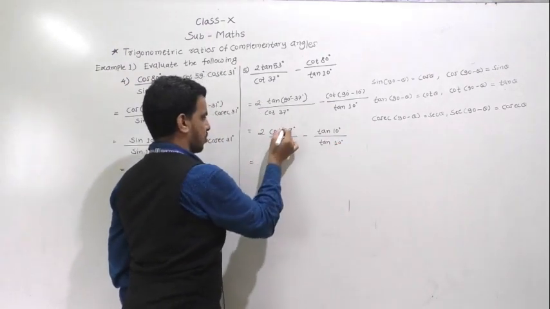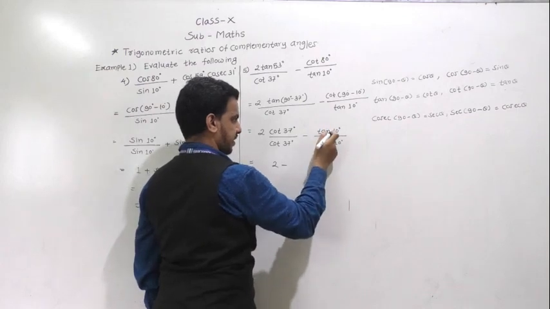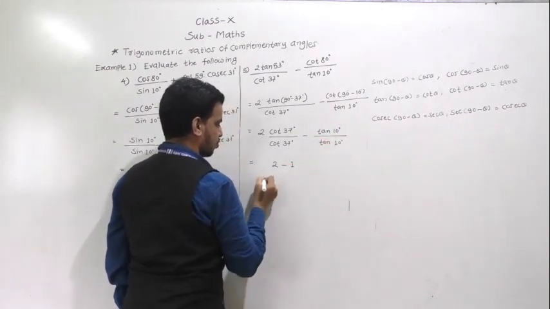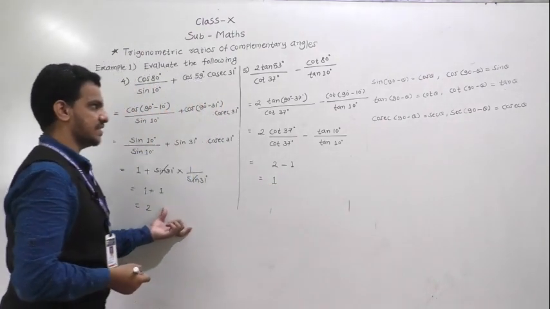So cot 37 will get cancelled and 2 remains, minus tan 10 upon tan 10, which cancels, so 1 remains. So 2 minus 1 is 1. Okay, now we will take the next example.